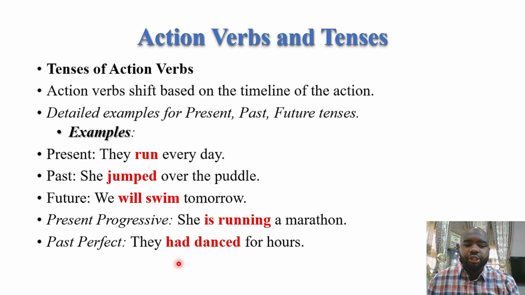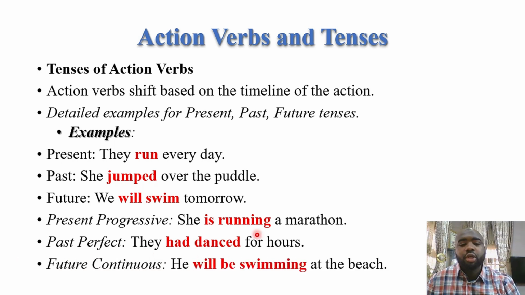For example, you can choose to say they had danced for hours before going back to their dormitories. So you see, it shows something that has happened in the past, connecting it with another action. Good. Past perfect. Let's move on to the future continuous tense.